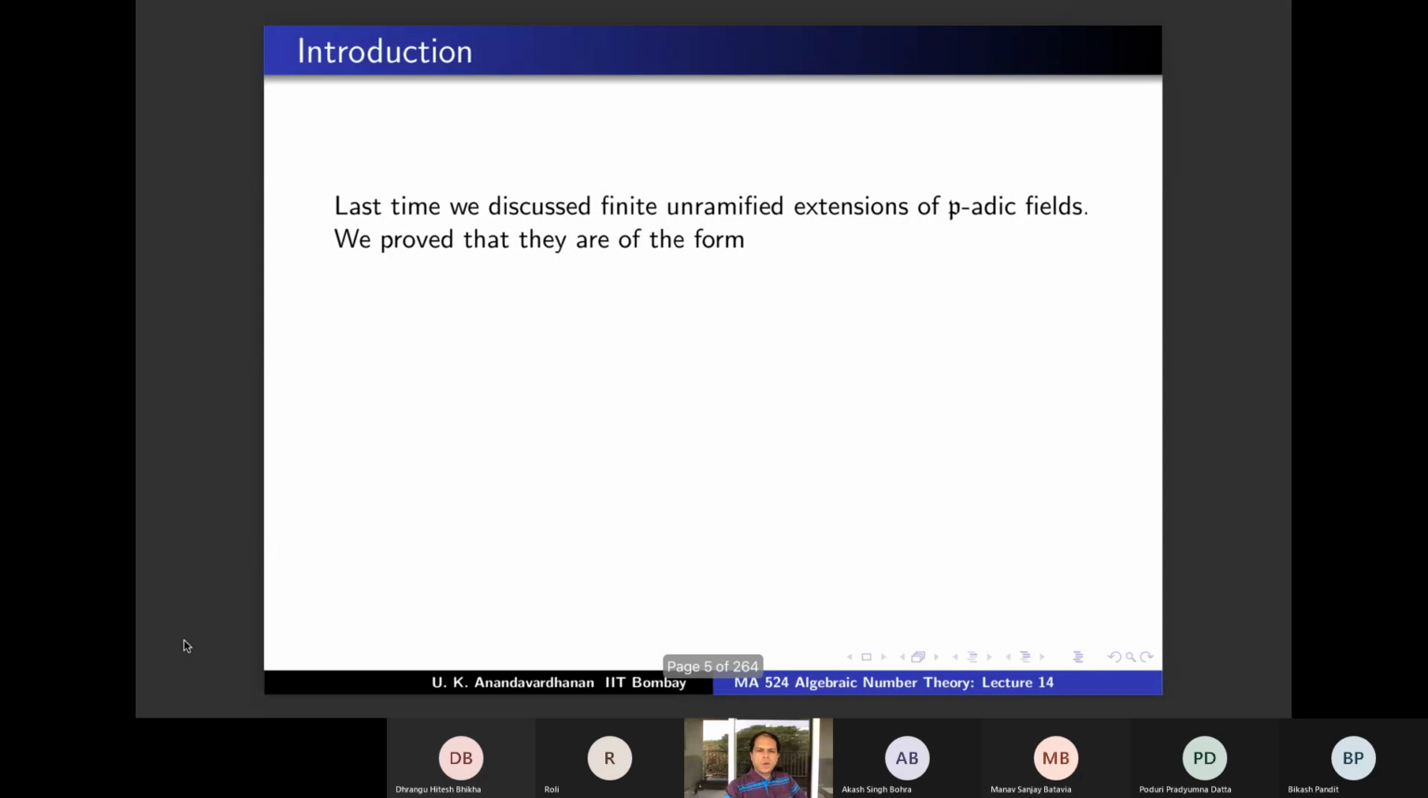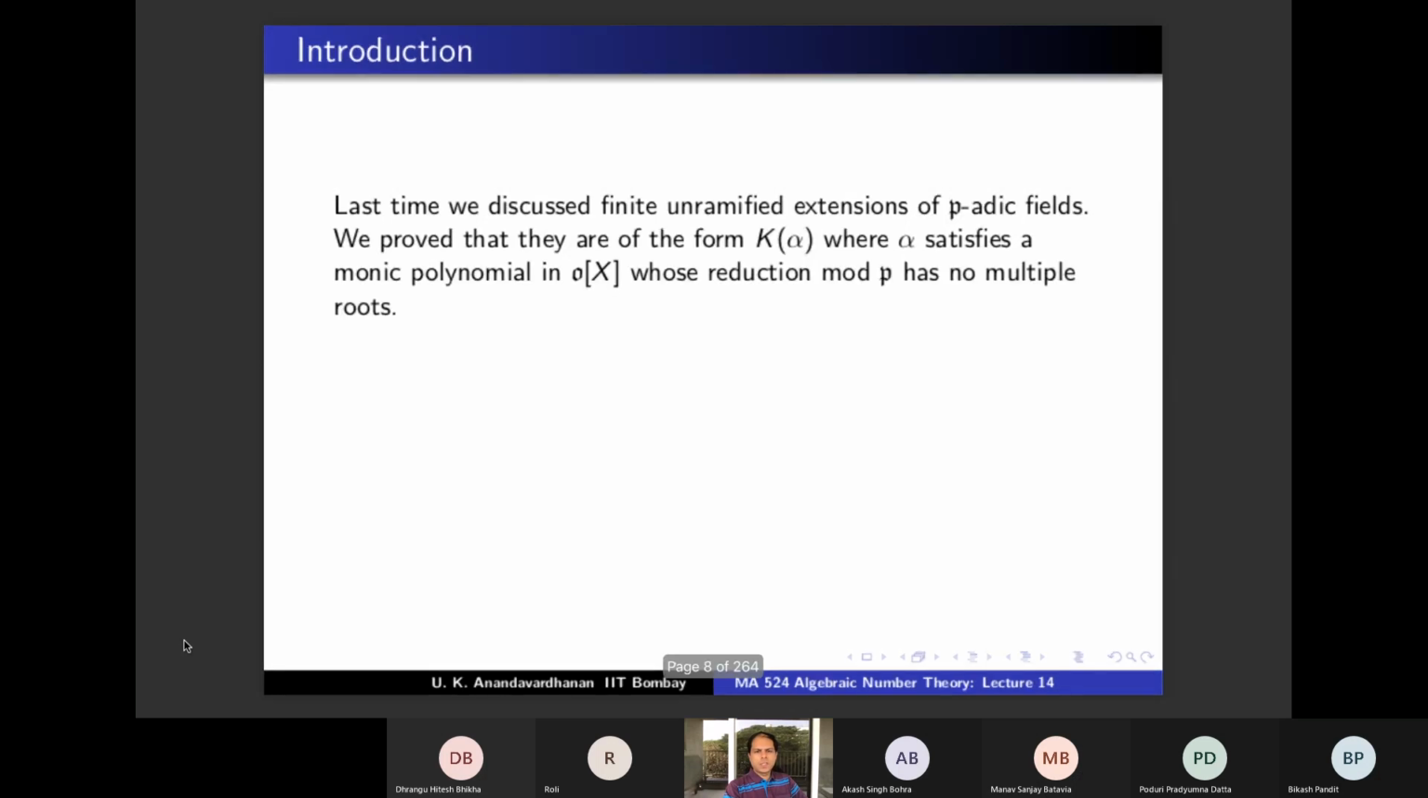We proved that finite unramified extensions of a field K are of the form K(alpha). What kind of an element is alpha? Alpha satisfies a monic polynomial with coefficients in O, such that its reduction mod P has all distinct roots, no multiple roots. Then these are precisely the unramified extensions.